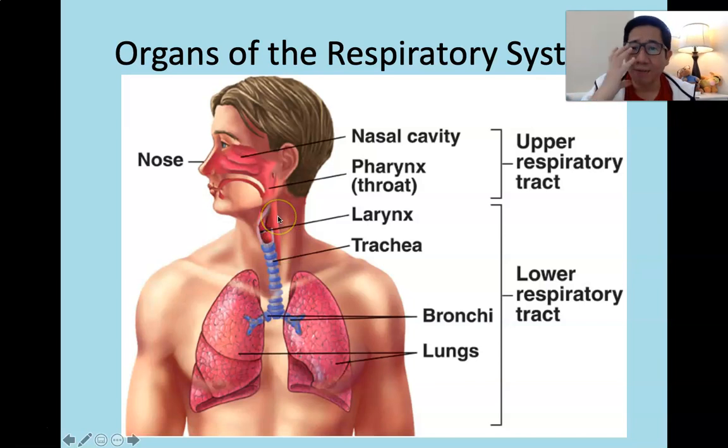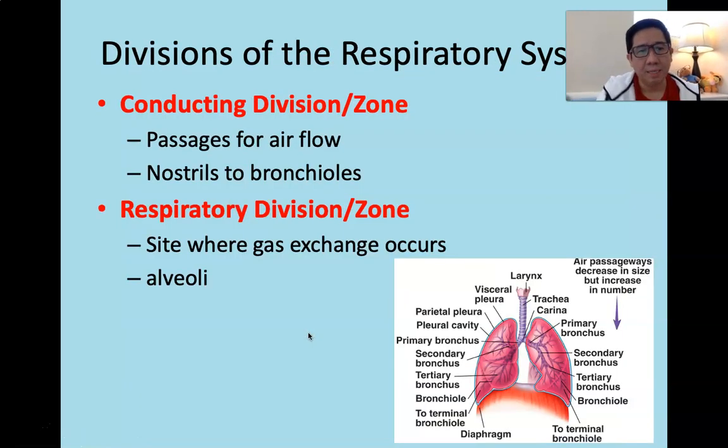So anytime you have any congestion up here, like a sore throat, you cough, you have sinus problems, you have mucus coming out, all of those are what we call upper respiratory tract infection. So URI. And the lower respiratory tract is from your trachea down, so anything that's inside your lungs, that's the lower respiratory tract.